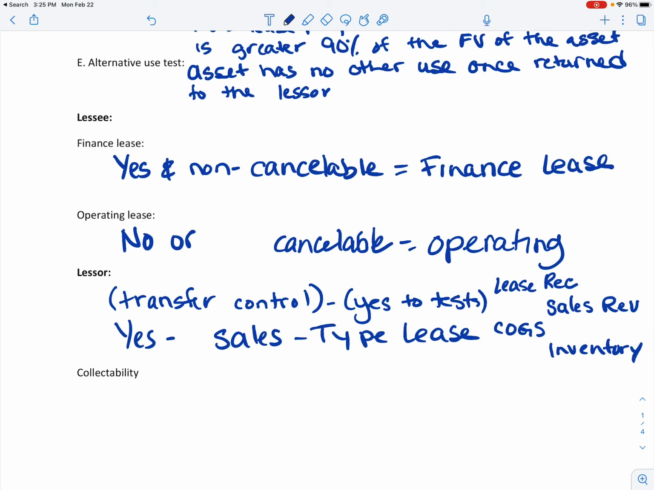The other thing we have to consider is if it's collectible or not from the lessor view. If it's probably going to be collected, we record that receivable. If it's not probable, then we're going to record the lease payment as a direct liability, or deposit liability, sorry.